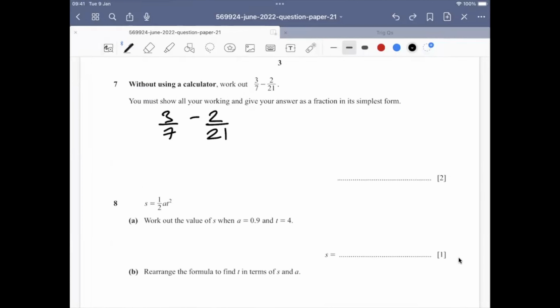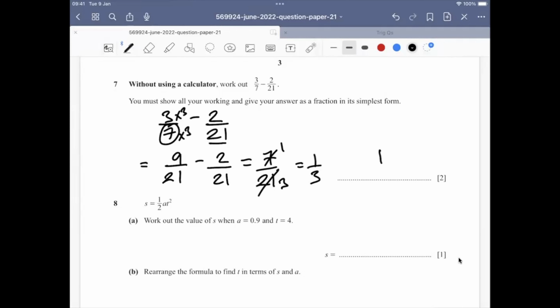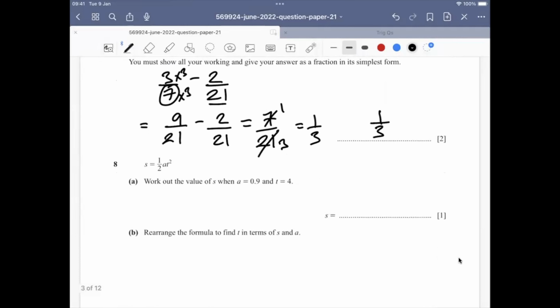So to do this, I first need to take this denominator and make it the same as this one here. And I'm going to do that by multiplying it by 3, but because it's a fraction, what happens to the bottom has to happen to the top. So this is going to be 9 upon 21 minus 2 upon 21, which is going to be 7 over 21. And we can divide both sides by 7 to get 1 over 3. So our final answer in its simplest form is the fraction a third.